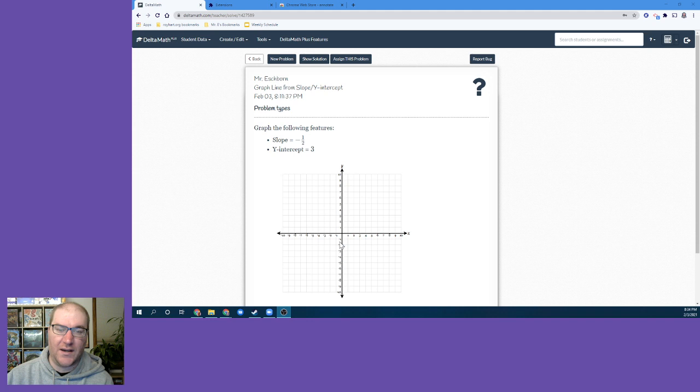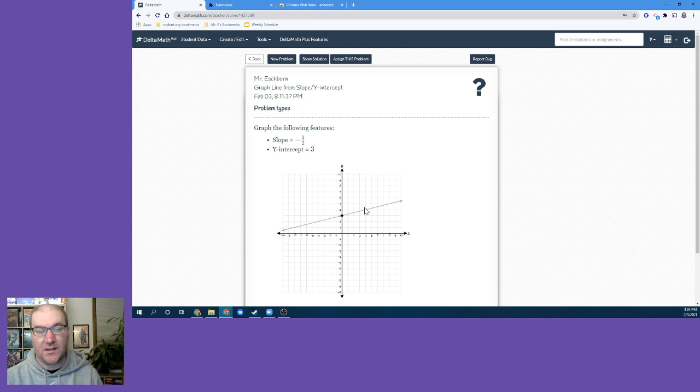So I'm going to go to the y-axis and go to 3 and make a point. Now we're done with the y-intercept of 3. Now they want us to use a slope of -1/2. To make a line, you only need 2 points, and we already have one of them. We have the y-intercept of 3. We only need one more point. So let's use that slope of -1/2 to make the second point.